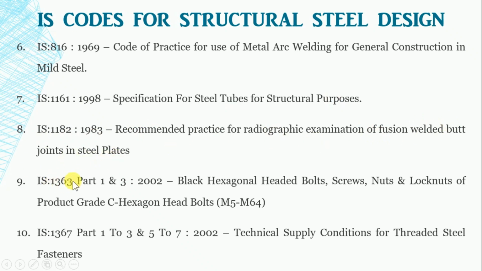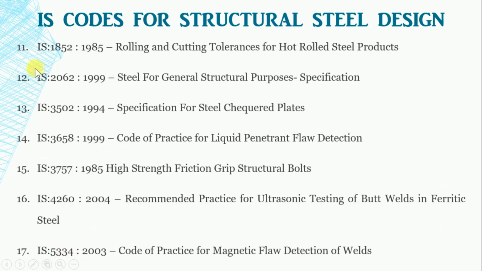IS 1363 Part 1 and 3, 2002 states black hexagon bolts, screws, nuts and lock nuts of product grade C, hexagon head bolts. IS 1367 Part 1 to 3 and 5 to 7, 2002 is for technical supply conditions for threaded steel fasteners. IS 1852-1985 is for rolling and cutting tolerance for hot rolled steel products.